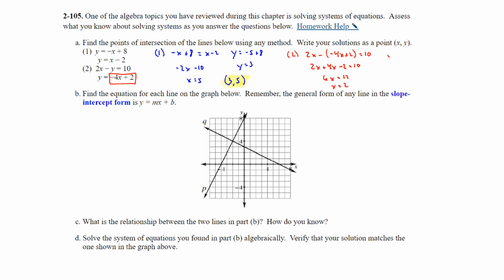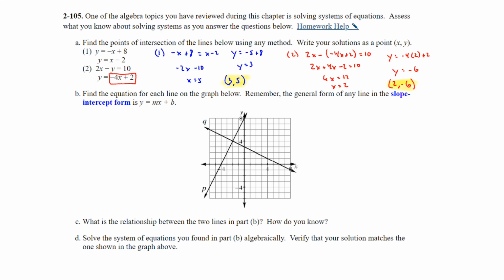And then we can plug that back into your second equation, y equals negative 4 times 2 plus 2. So negative 8 plus 2 is negative 6. Therefore, the ordered pair would be 2 comma negative 6. So that's once again solving a system. First method, equal value. Second method, use substitution. The third method that we learned in algebra is elimination.